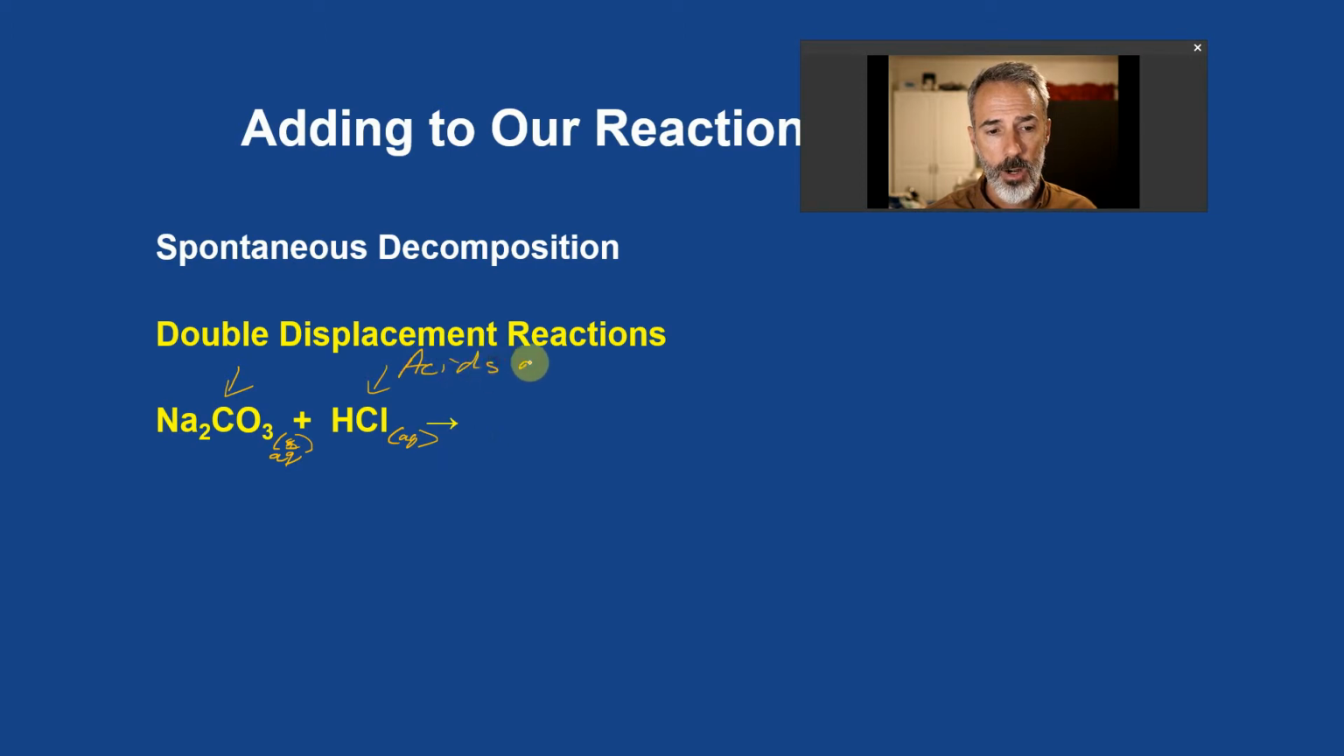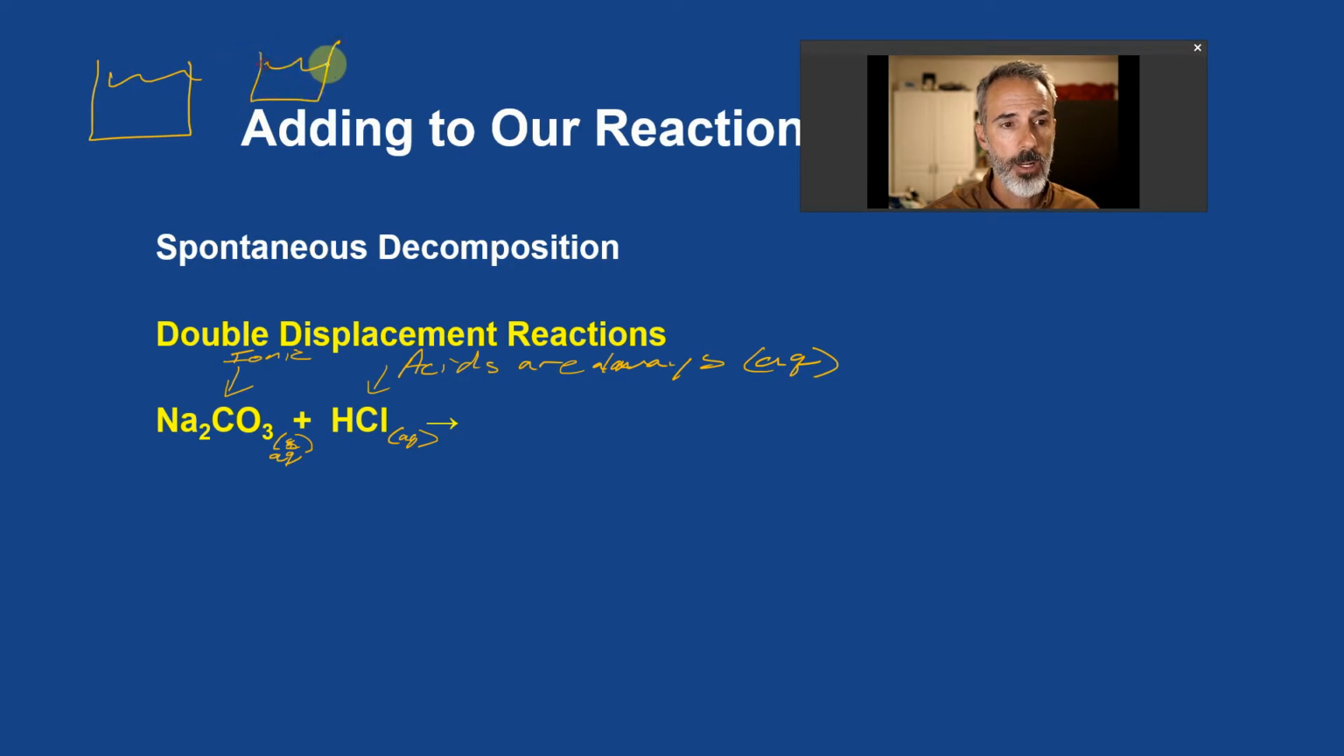Acids are always aqueous. That is terrible, terrible, terrible writing. But you should get that in your notes. Ionic compounds, right? This is ionic. It depends on if it's in water or not. But this time I'm going to say it's aqueous because we are not going to add any heat here. No triangle whatsoever. You don't have to. You're just going to pour these two together. So imagine yourself with a beaker of sodium carbonate and a beaker of HCl.